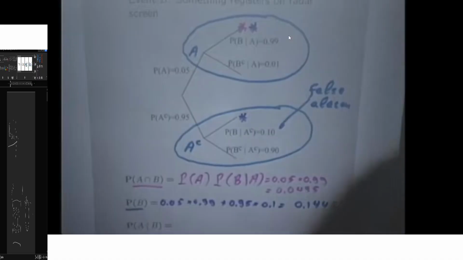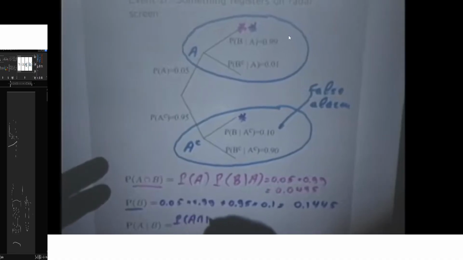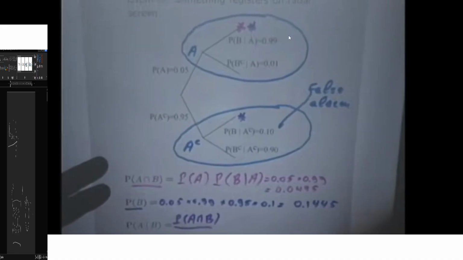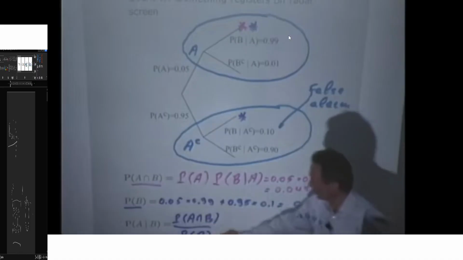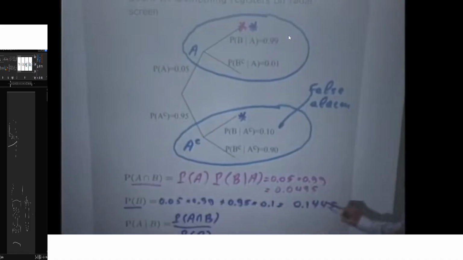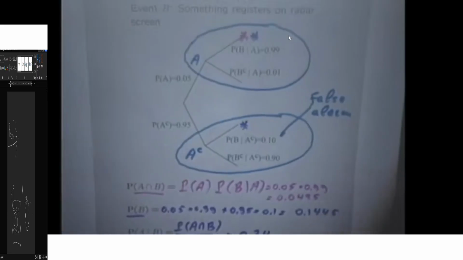But instead of doing this, let's just write down the definition and use it. It's the probability of A and B happening divided by the probability of B. This is just our definition of conditional probabilities. Now, we have already found the numerator, and we have already calculated the denominator. So we take the ratio of these two numbers, and we find the final answer, which is 0.34.